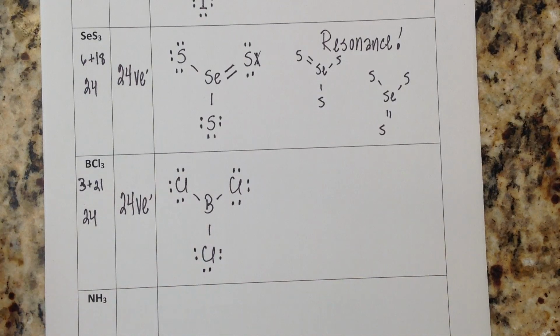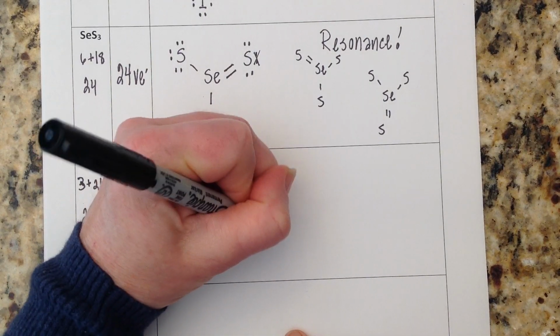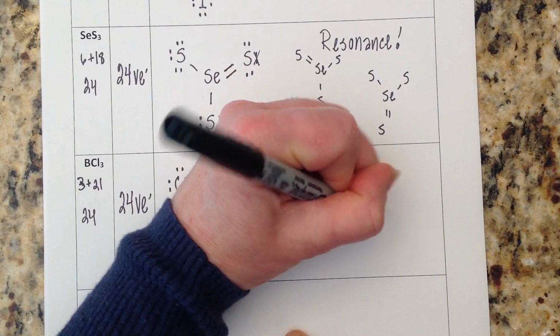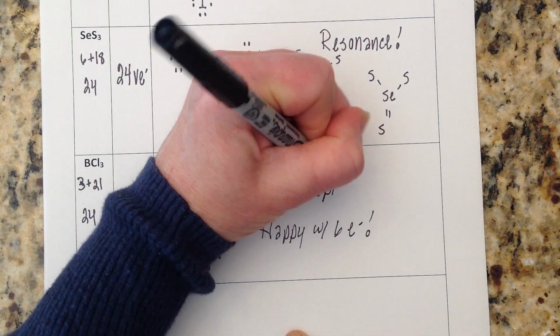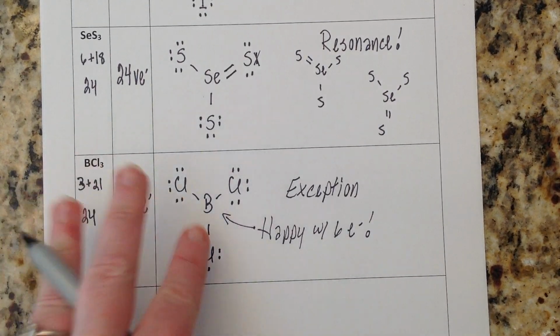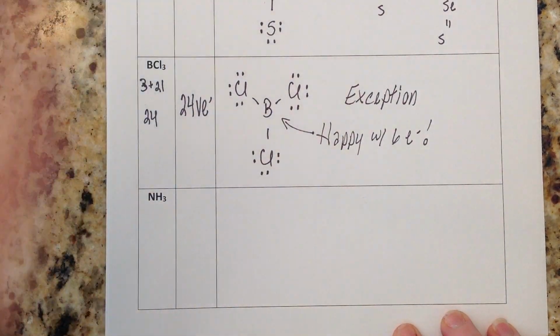Is Mama happy? Be careful here. Normally, Mama would not be happy, but if you'll remember, boron is an exception, and it is happy with 6 electrons. So this is an exception. And this is one that we mentioned earlier, but it probably meant nothing to you then, but now you can see how that works. So always remember boron is an exception. I tell my students that Mama's on a diet.